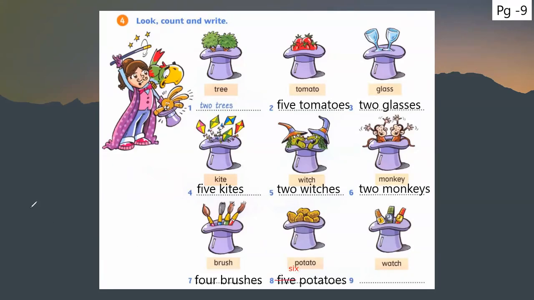How many watches? Three watches. Yes. Okay, so T-H-R-E-E, three, W-A-T-C-H-E-S, watches. Three watches.